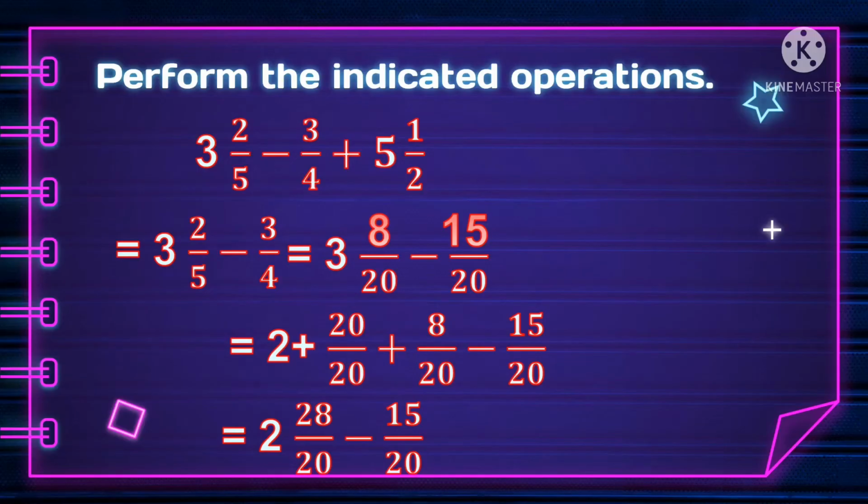Then, saka natin ibabawas na yung ating 15 over 20. Pwede na siyang pag-minusen dahil mas maliit na ng ating subtrahend sa minuend. So, 28 minus 15 is 13, then isulat natin yung whole number na 2 and copy the same denominator. So, we have 2 and 13 over 20. Yan pa lang yung sagot natin para dun sa dalawang pinag-minus natin, yung 3 and 2/5 minus 3/4. May natira pa tayong i-add na 5 and a half.